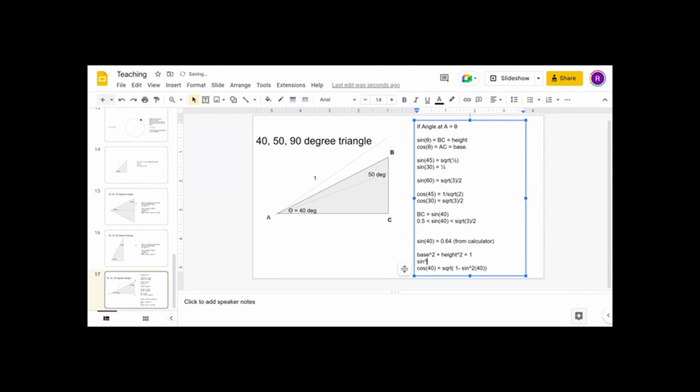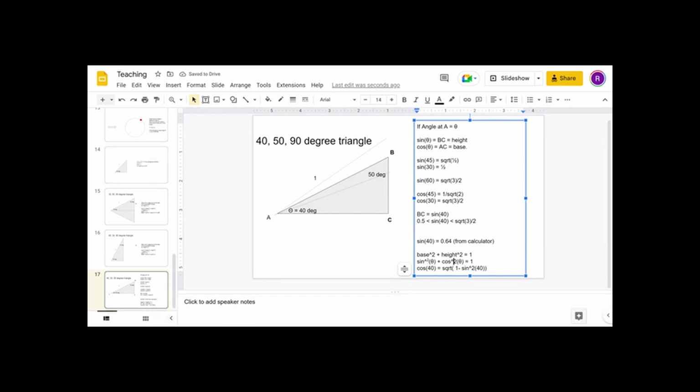Sine squared theta, for any theta, in fact, not just for 40. But any theta. Have you done this already? Have you done this, sine squared theta plus cos squared theta is equal to 1? Some people are saying they're not done, some people are saying they're done. So which one is it?